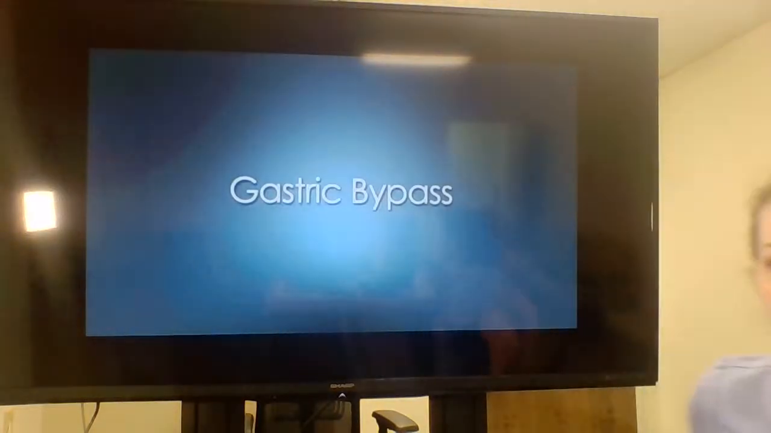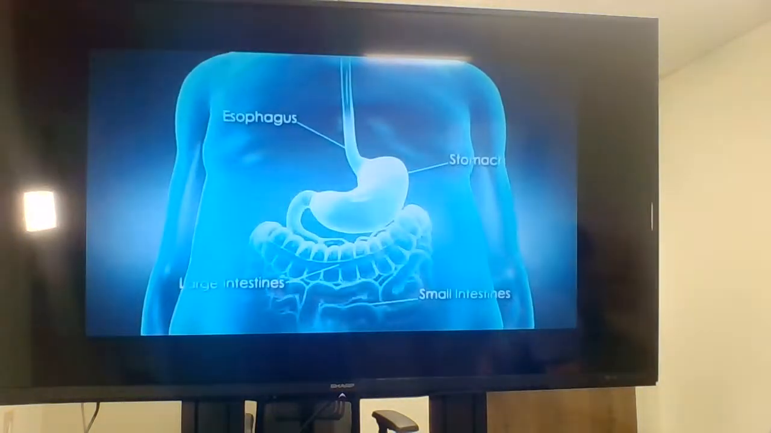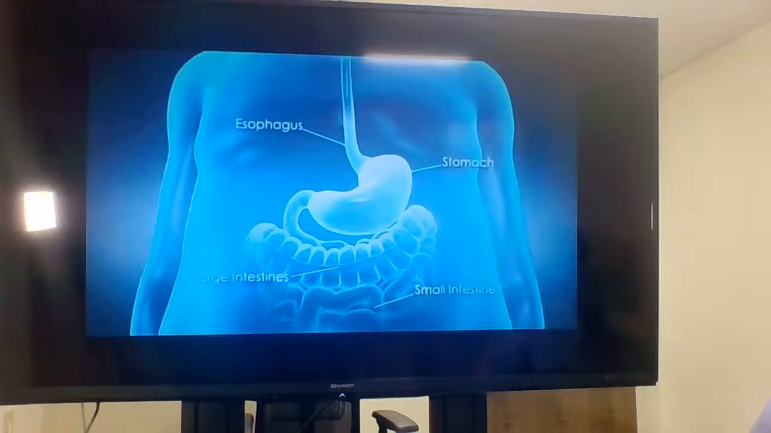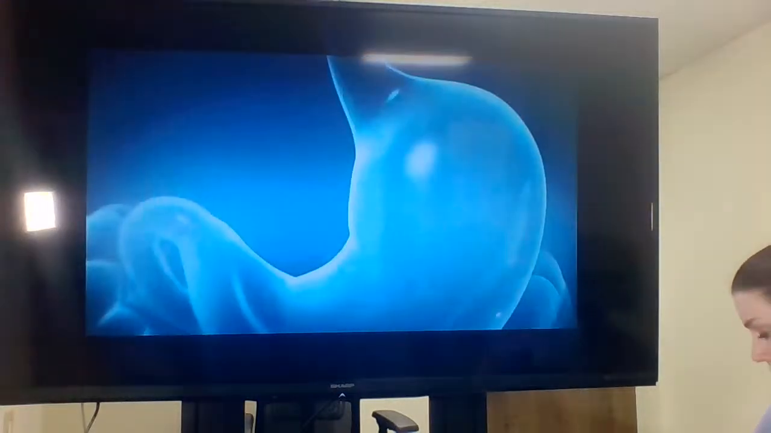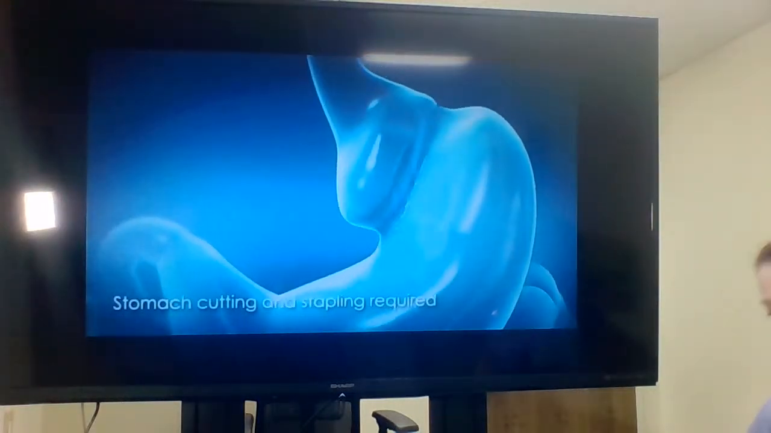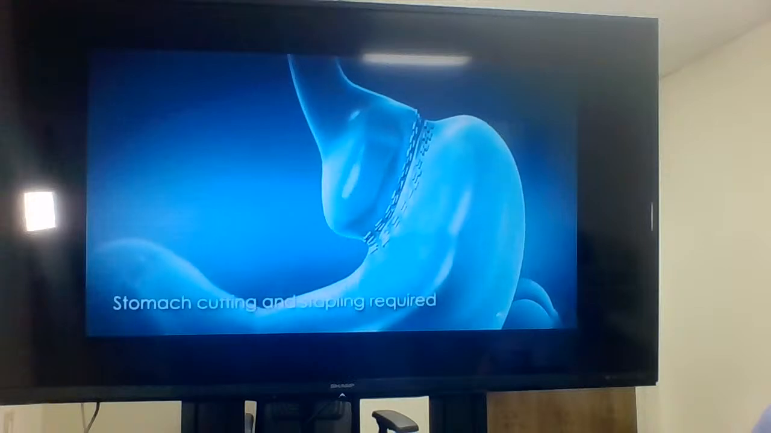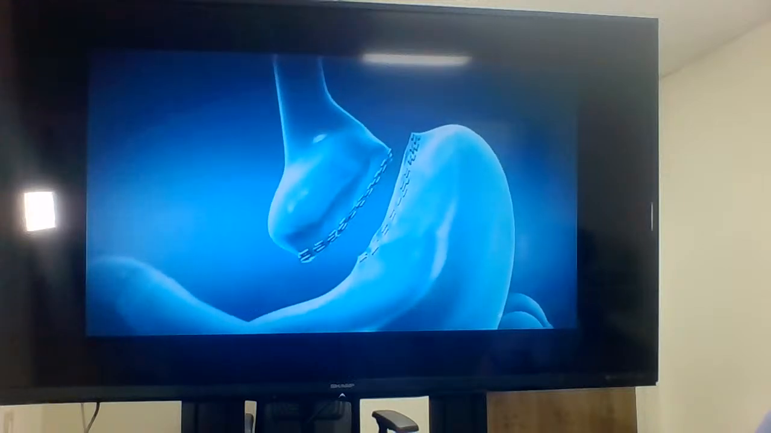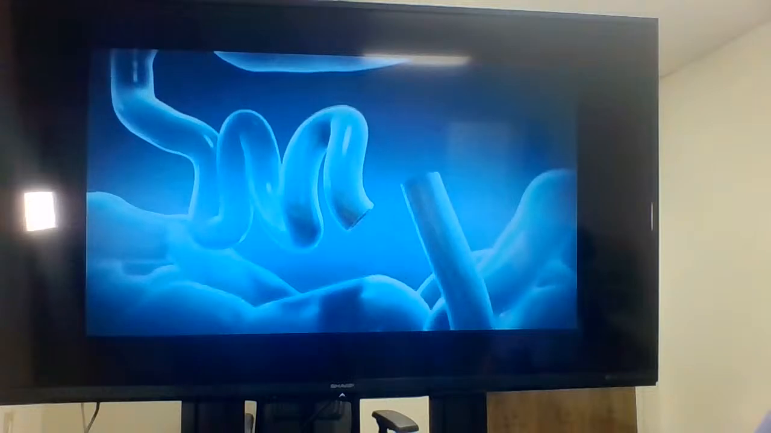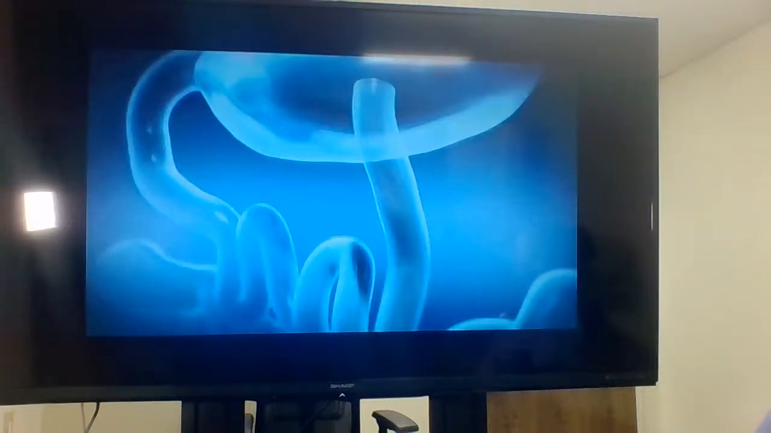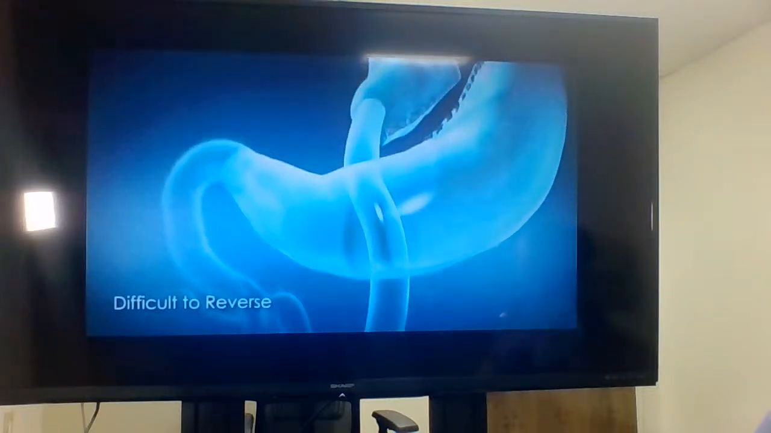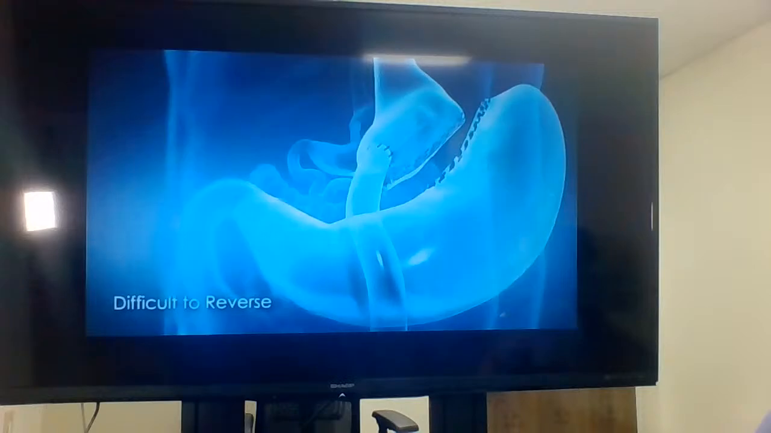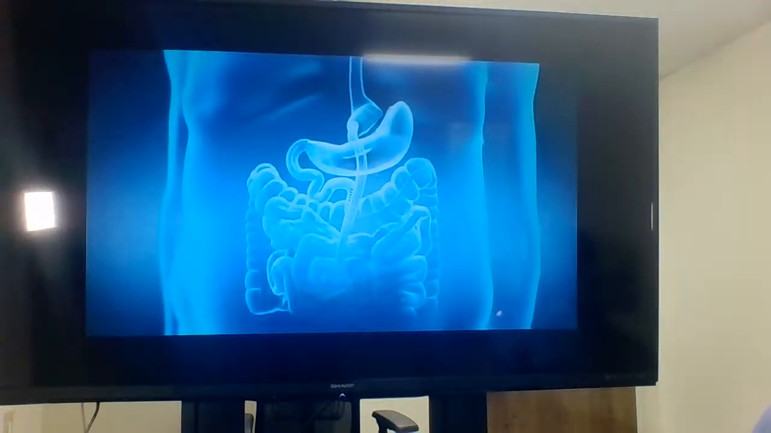Gastric bypass is a restrictive and malabsorptive procedure that results in fewer nutrients and calories being absorbed. It reduces food intake by cutting and stapling the stomach to make a small stomach pouch. The small intestine is cut and the lower section is directly attached to the new pouch. Food then passes directly into the lower portion of the small intestine, bypassing most of the stomach and upper intestines.